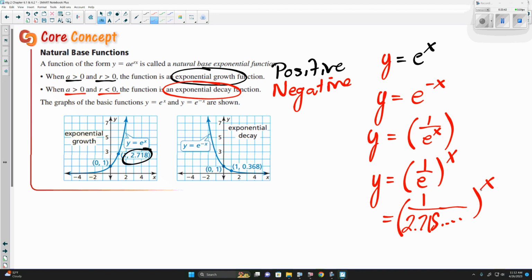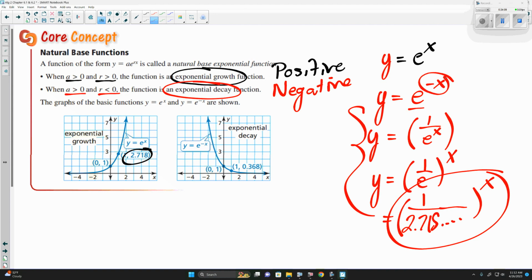Is that fraction between 0 and 1? Yes, because the number on bottom is bigger, so it's still between 0 and 1, yes? So by the definition we started with, is this here between 0 and 1? So it would be considered decay. Now, we don't have to go through this process every time we get a negative. We just know if the base is e and the exponent's negative, it would be decay.